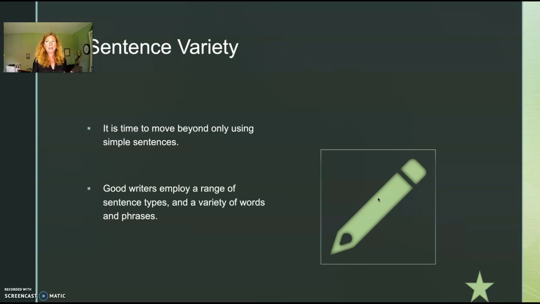If you really want to make an emphasis on something, use a simple sentence. If you want to give an explanation or show a cause-effect result, use a complex sentence, okay? If you want to add some information, compound is the way to go. So use a variety of sentences to make your writing sophisticated and interesting.